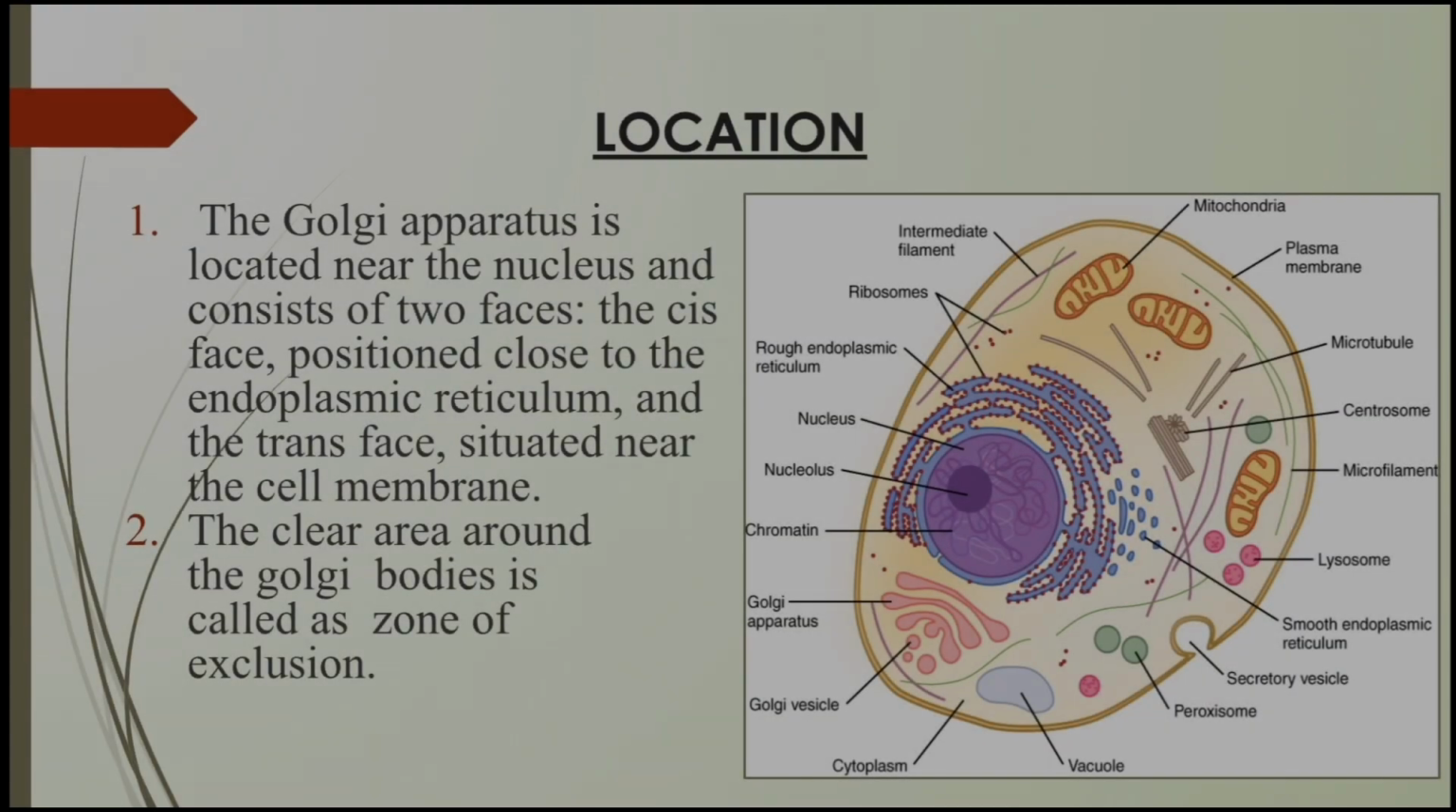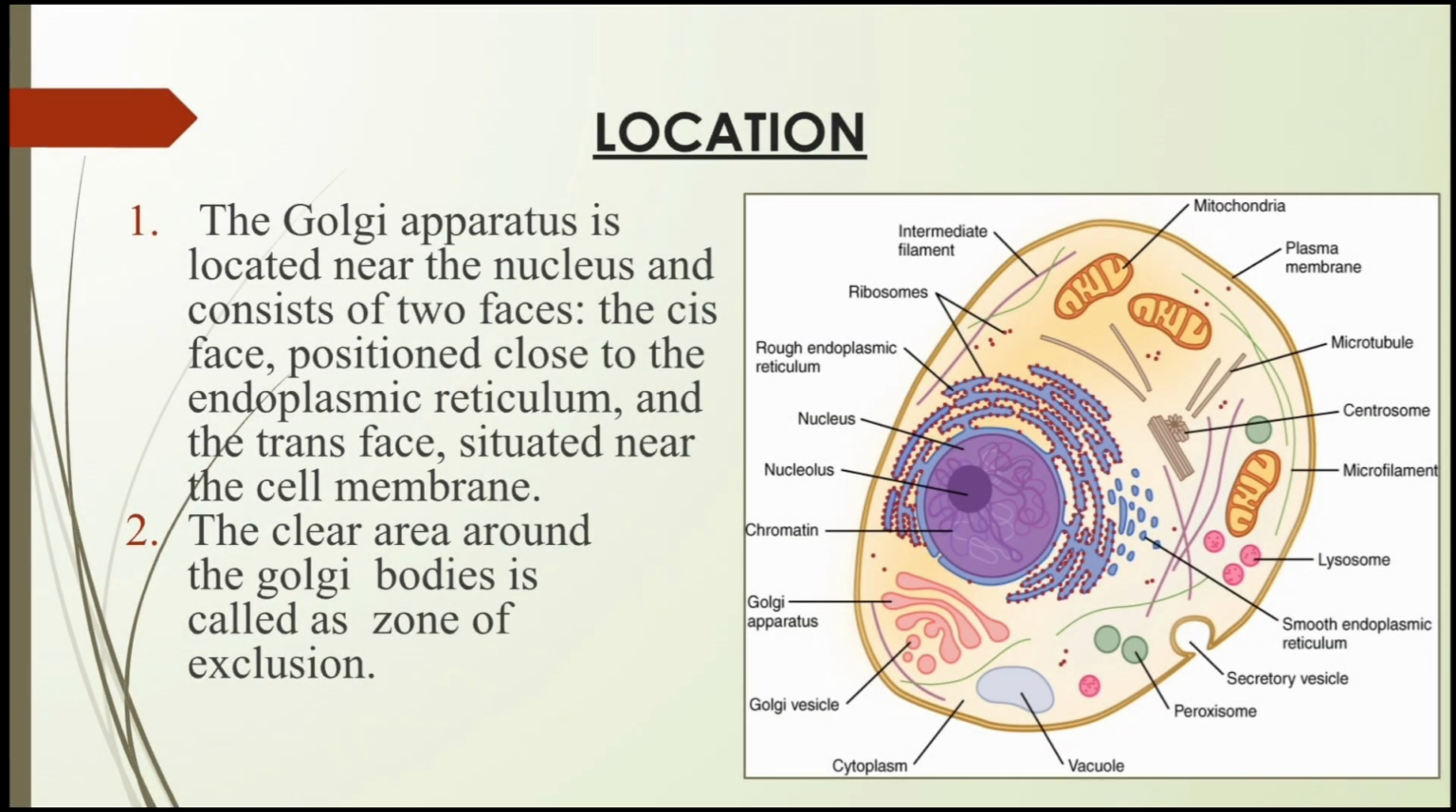Now, let's see the location of the Golgi complex. It is located near the nucleus and endoplasmic reticulum. Golgi apparatus has two phases. They are cis phase and trans phase. Cis phase is positioned close to the endoplasmic reticulum and trans phase is positioned close to the cell membrane. There is a clear area around the Golgi bodies which is called as zone of exclusion.